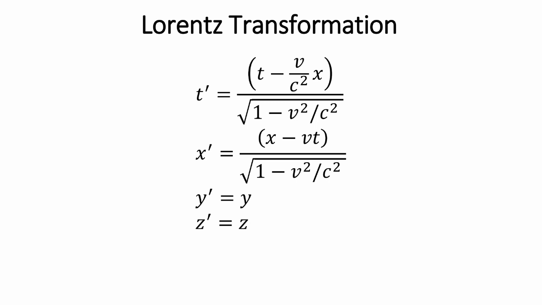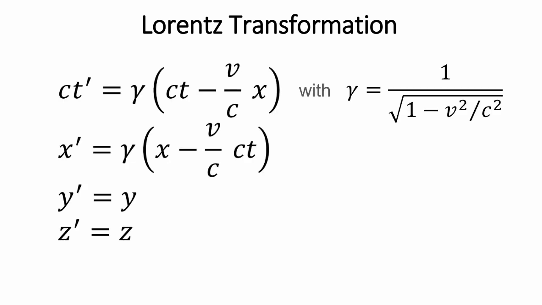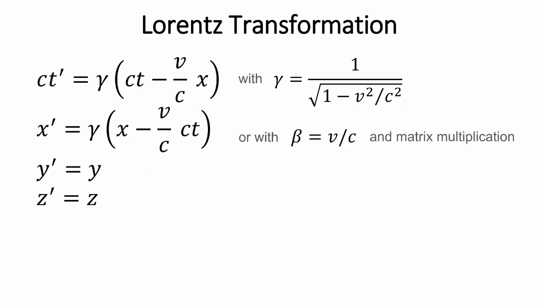To start, defining gamma equal to 1 over square root of 1 minus v squared divided by c squared, and using it in the transformation simplifies its appearance. And further defining beta equals v over c simplifies it more.